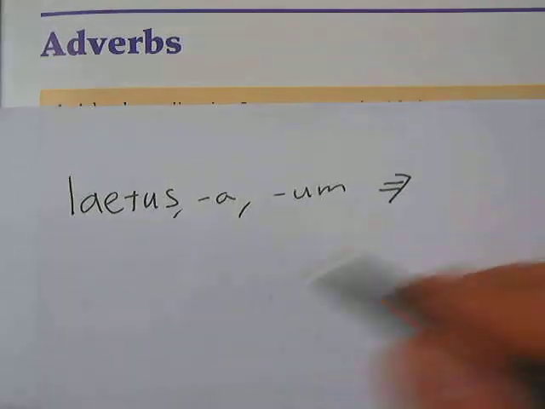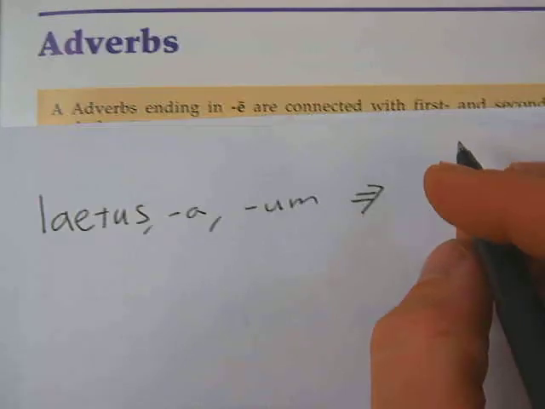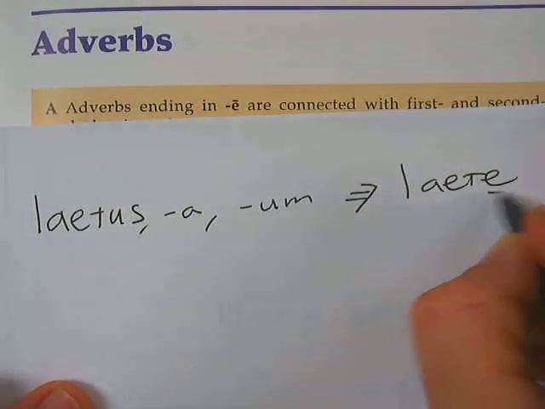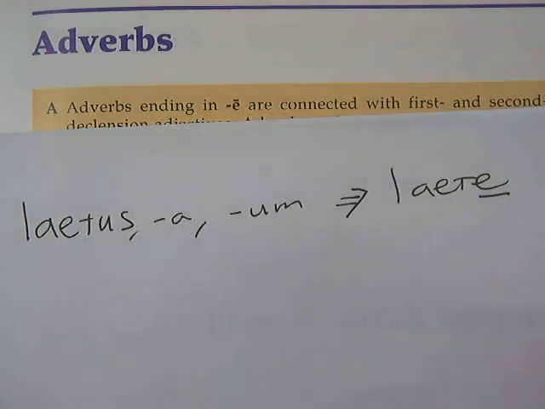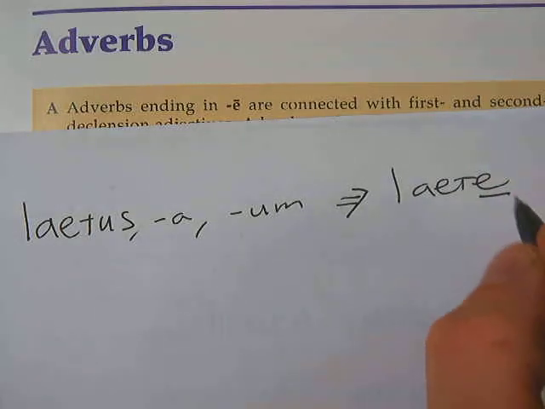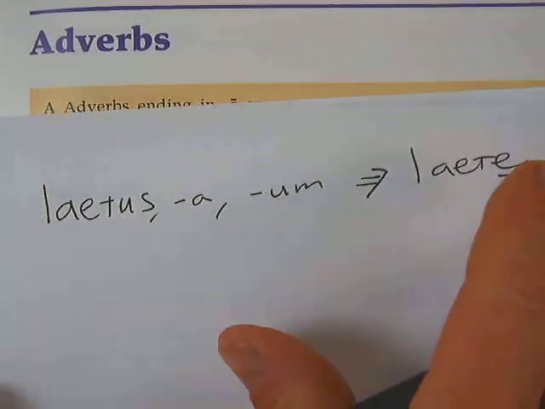And your adverb, if you want to say he did something happily, in English we add ly. Well, in Latin you just go like this. Laete. That us becomes an e. Laete. And so that's how you know that that's an adverb. Okay?